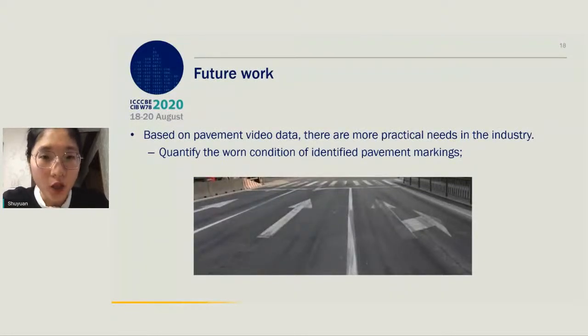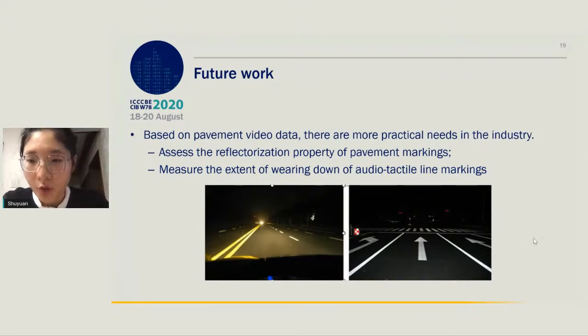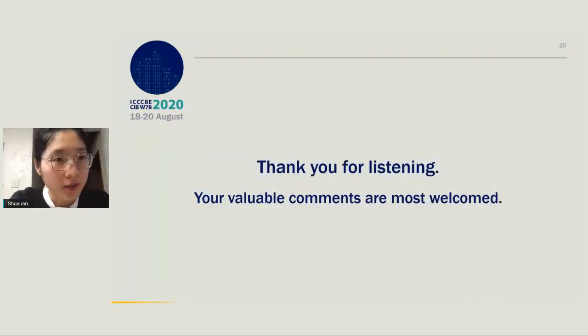About the future work, more practical needs in the industry have been identified. For example, it would be beneficial to automatically quantify the worn condition of identified pavement markings, allowing managers to make informed decisions on maintenance actions like repainting. For another, other important properties of pavement markings, such as reflectorization, that is, their ability to be seen in dark driving conditions, and the depth of those audible markings, and methods based on image and video data for those inspection tasks would be beneficial for our road agencies. So that's all for my presentation. Thank you for listening.